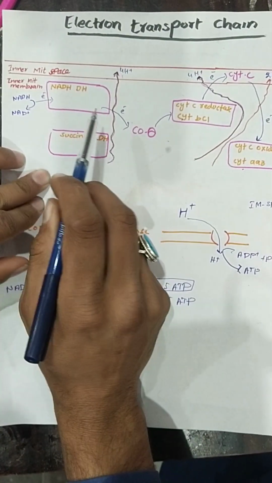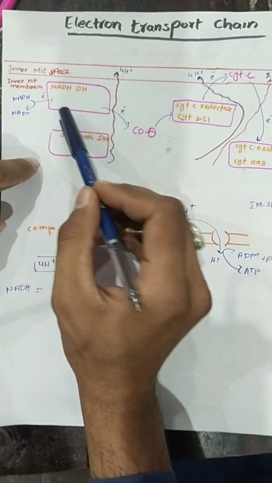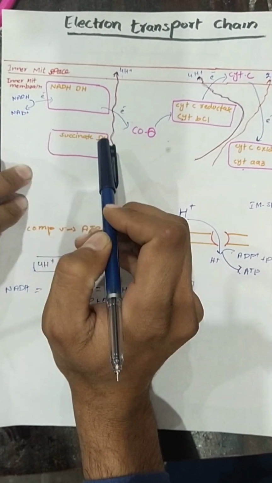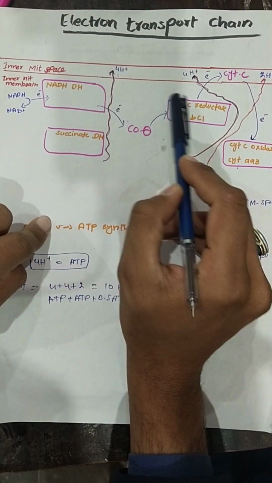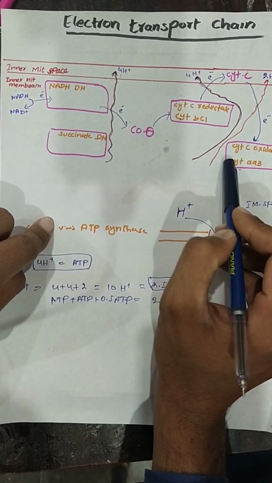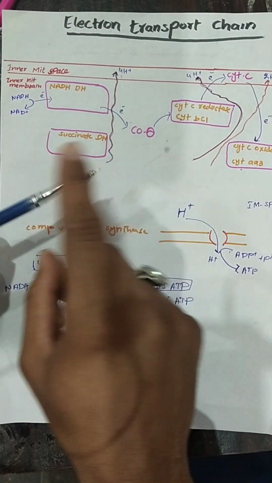Now, how many complexes are present? Four complexes are present. The first complex is called NADH dehydrogenase. Then the second complex is called succinate dehydrogenase. Then the third complex is called cytochrome C reductase, and the fourth is cytochrome C oxidase. I'll tell you why these names are given to these complexes.